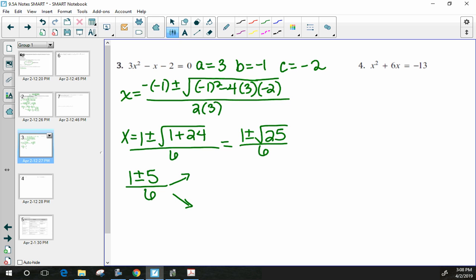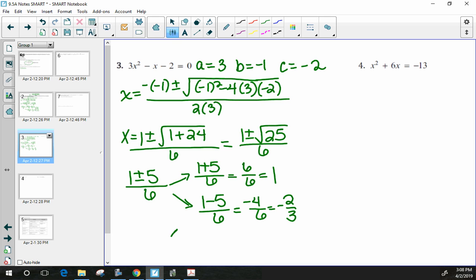And then we branch this out. One answer is 1 plus 5 over 6, which is just 6 over 6, or 1. That's one solution. The other solution is 1 minus 5 over 6, which is just -4 over 6, or in other words, a -2/3. Those are our two solutions. X equals 1 and x equals a -2/3. And there are our two solutions.